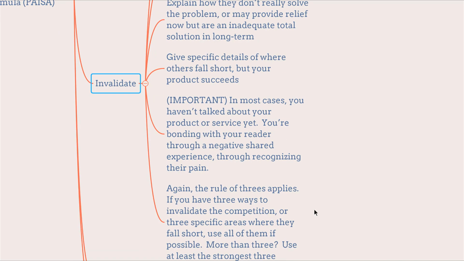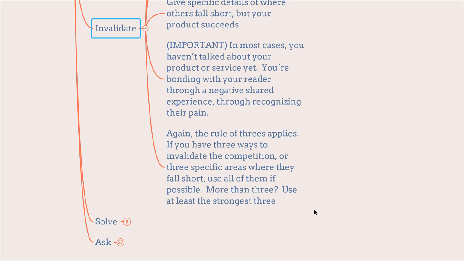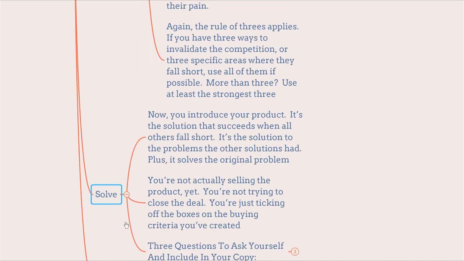Again, the rule of 3 applies. If you have 3 ways to invalidate the competition or 3 specific areas where they fall short, use all of them if possible. More than 3, use at least the strongest 3. And after you're covering this invalidation, you want to go on to the solving part.